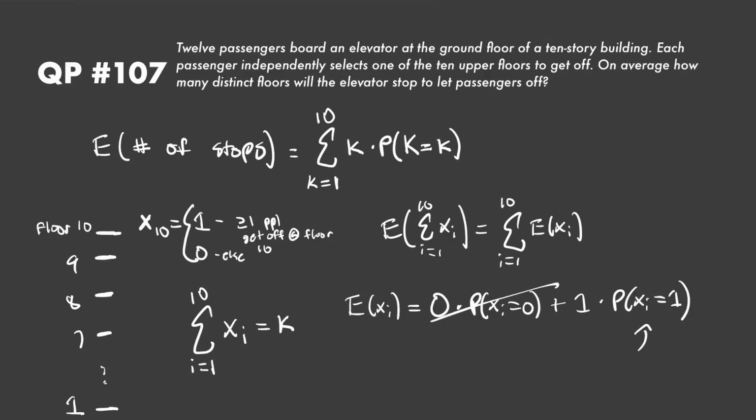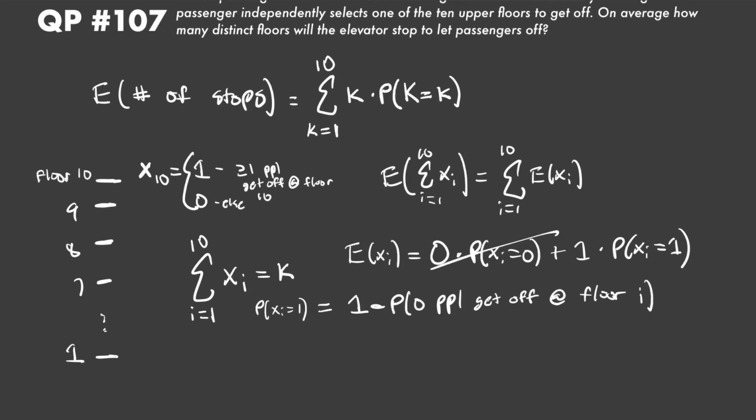So to get this right here, we just find the probability that at least one person gets off on a random floor. Well, we have 12 different people. The probability that at least one gets off on our floor, we can just write that as 1 minus the probability that 0 people get off at x sub i, right? Well, we have 12 people, each with an equal chance to get off at any of our 10 floors, so the total number of ways that people can get off on floors is going to be 10 to the power of 12.